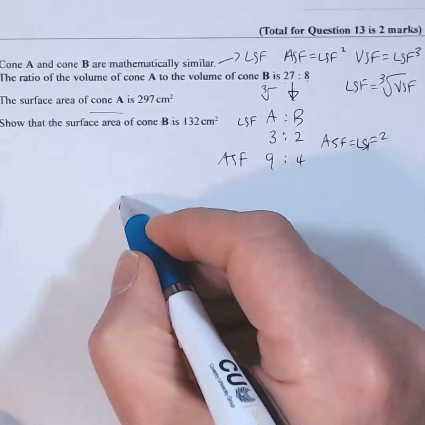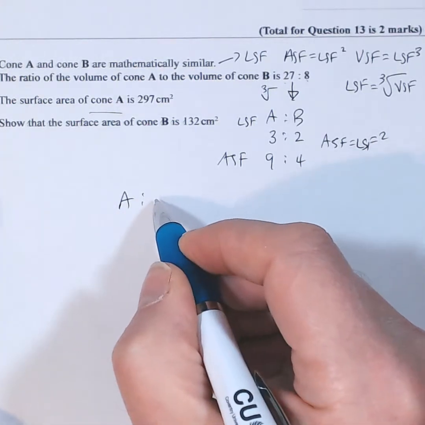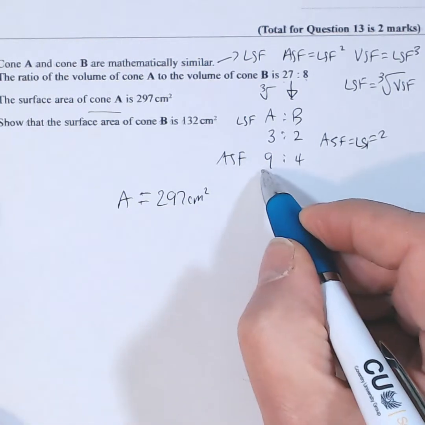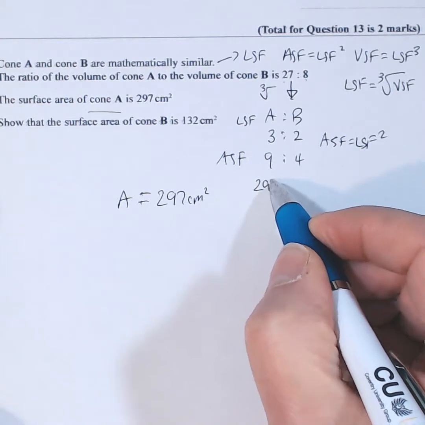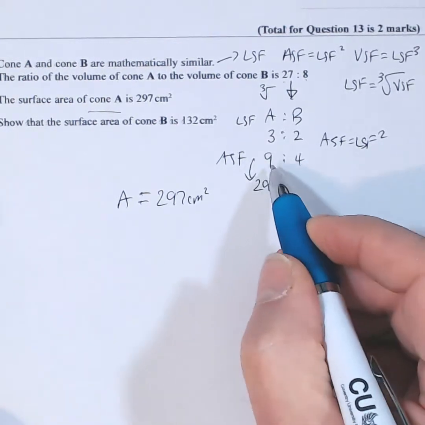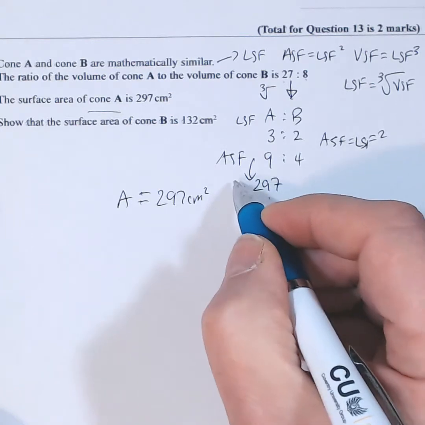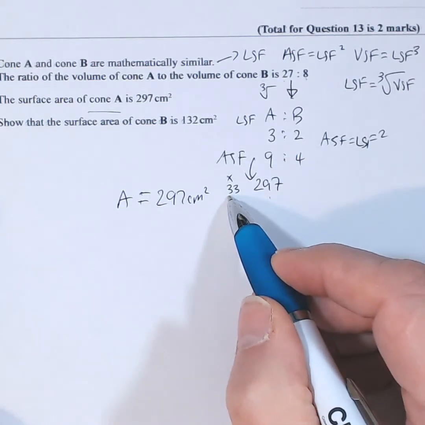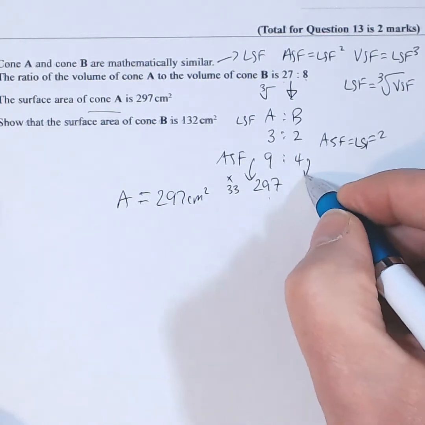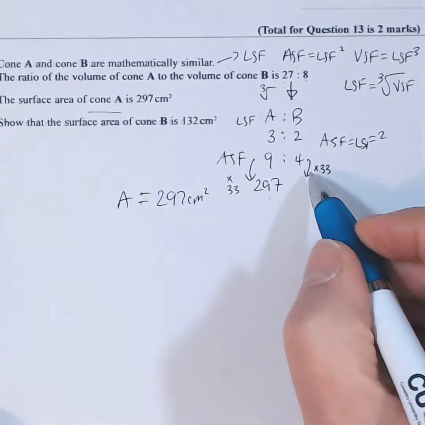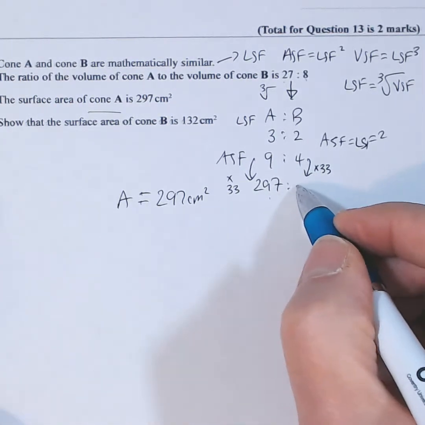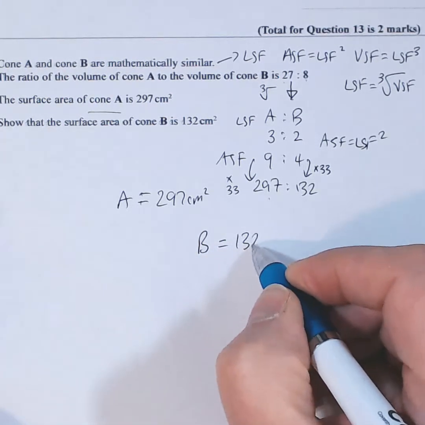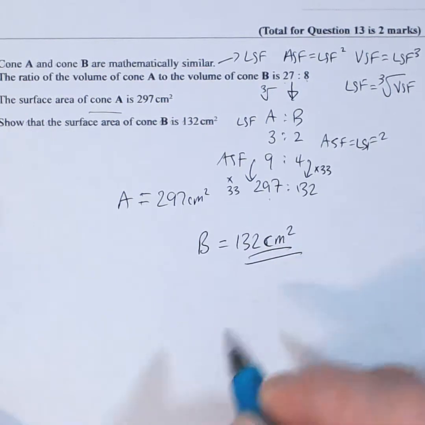Okay, so now we can put in the information we know. We know that A is equal to 297 square centimetres, so we can put the A number there. And then we're saying to ourselves, well, 9 must have turned into 297, so therefore we must have multiplied by 33. 9 30s is 270, 9 3s are 27, yeah, that works. And then we multiply 4 by 33, so that gives us 132. So B equals 132 square centimetres. Alright, that's what the question wanted.